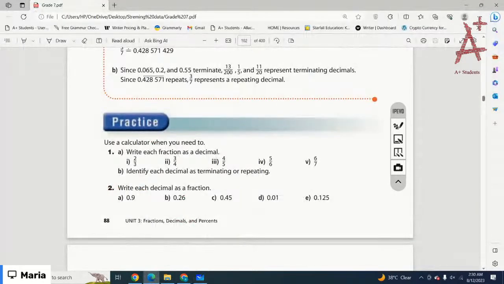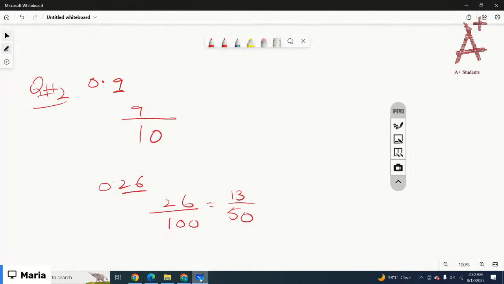Okay, let's just do 0.125, the third last one. Just add a 1 for a decimal point. Right after the decimal, you have 1, 2, 3 digits, so add three zeros. You can write the answer in simplest form.